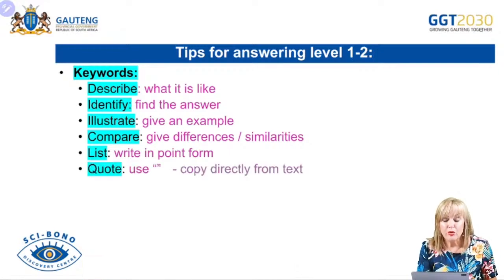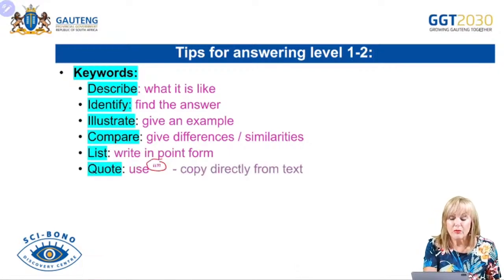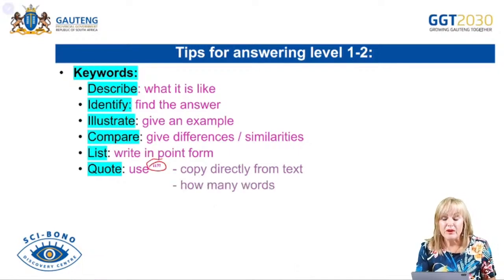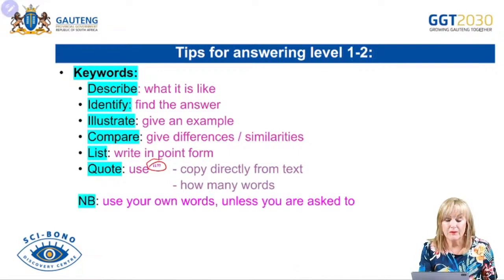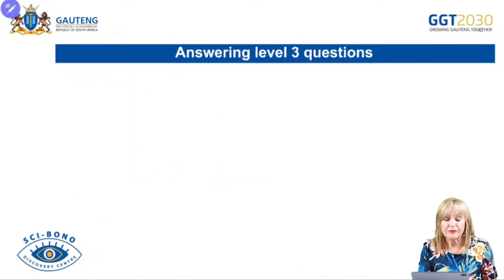If you are asked to quote, then you must use inverted commas, and that means you copy directly from the text. And pay attention. Sometimes I try to trick you by asking you to quote 5 consecutive words or 3 consecutive words. Consecutive means next to each other, and you must count the words. If you write down 4, then you don't get your marks. And you must always use your own words unless you are asked to quote.